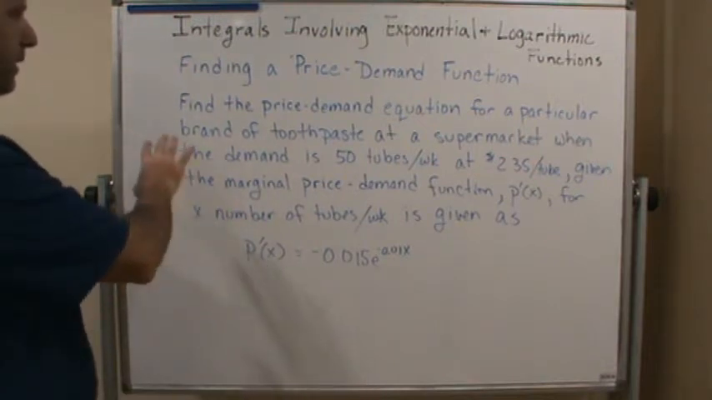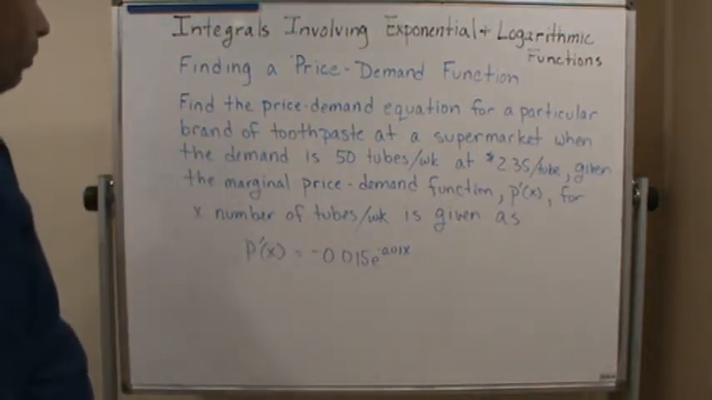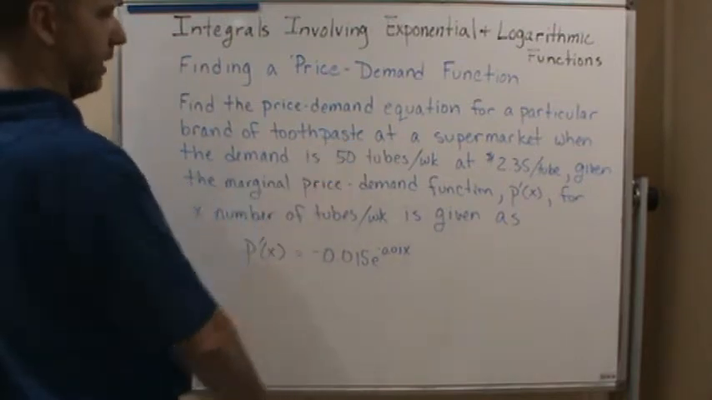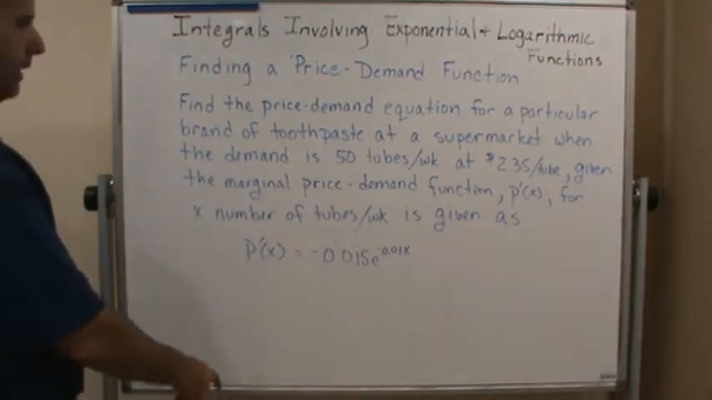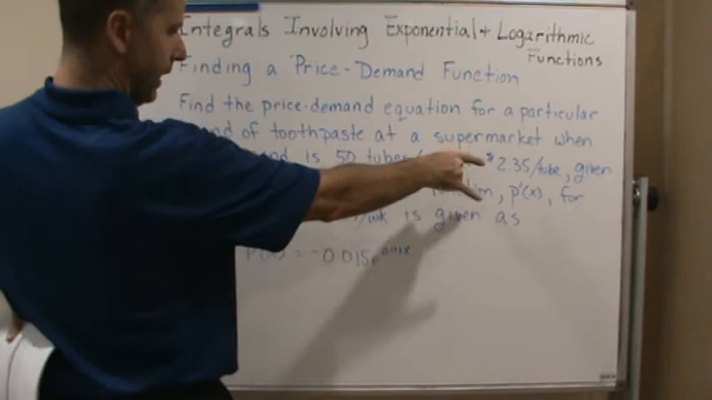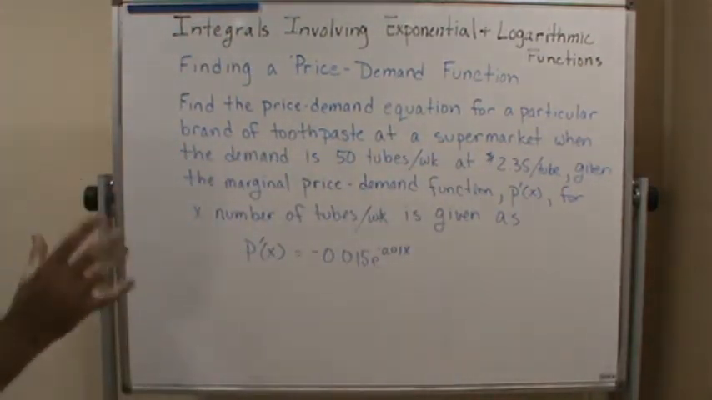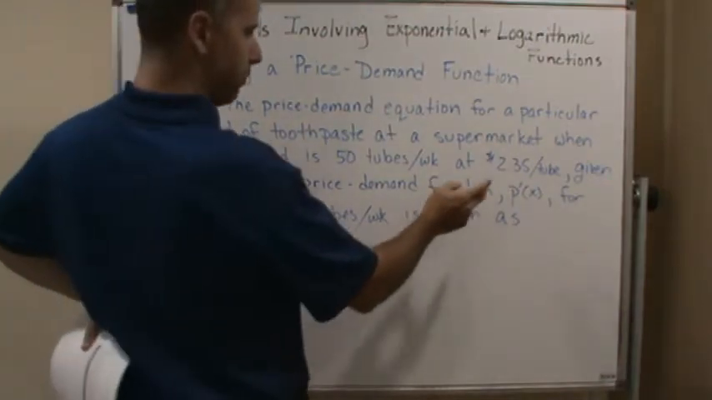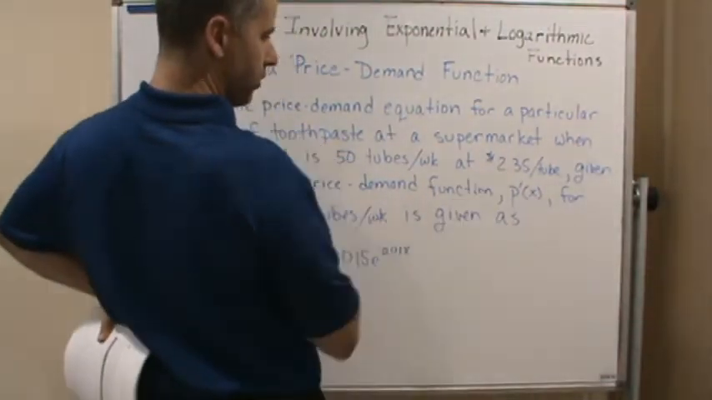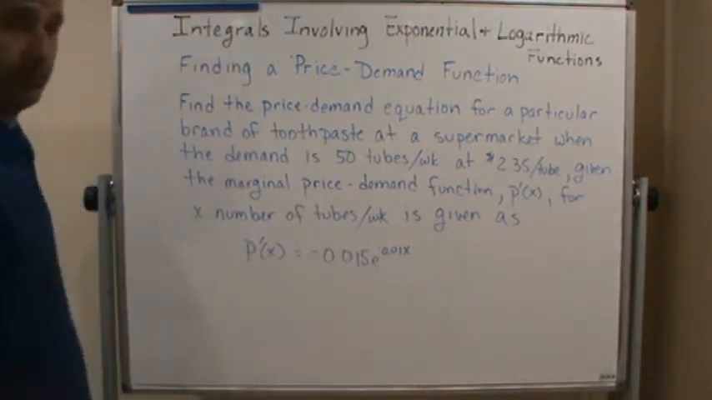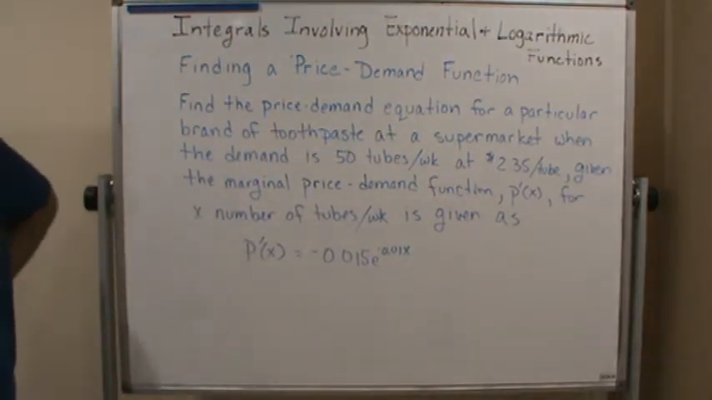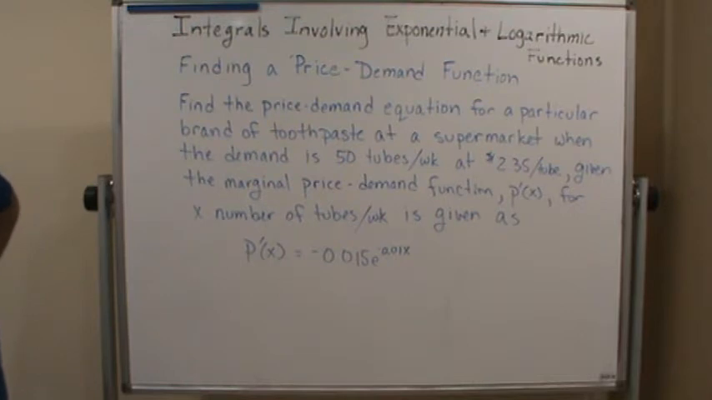It says find the price demand equation for a particular brand of toothpaste at a supermarket when the demand is 50 tubes per week at $2.35. So that is the demand. When the price of the toothpaste is $2.35, they're going to sell 50 tubes per week at that price, based on their research and their data.